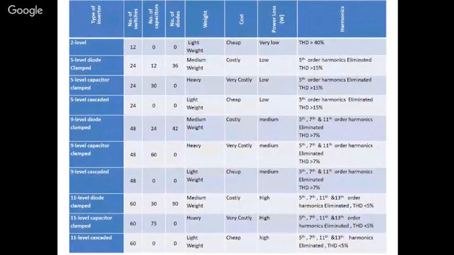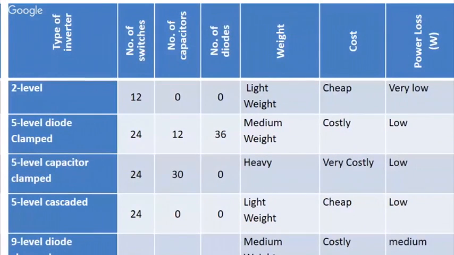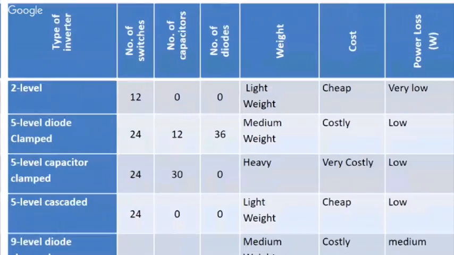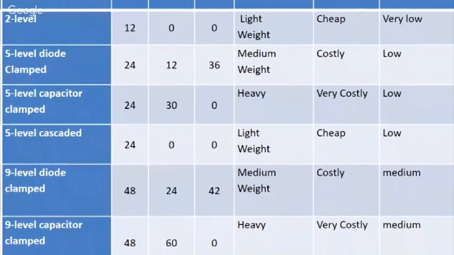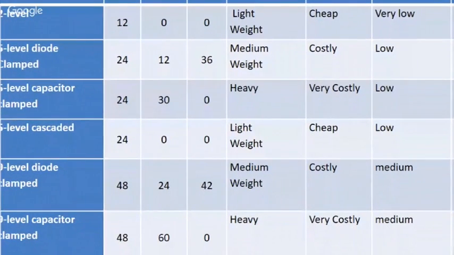So this is a chart which will give you an idea about the number of switches, number of capacitors and diodes. Okay, so here you can see. Let me just enlarge and show you. So you can see 2 level, the number of switches 12, no diodes and capacitors are required when it is cascaded. Then 5 level diode clamped, you can see 24 switches, then capacitors 12 and diodes are 36 diodes.